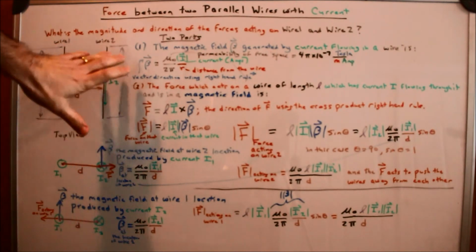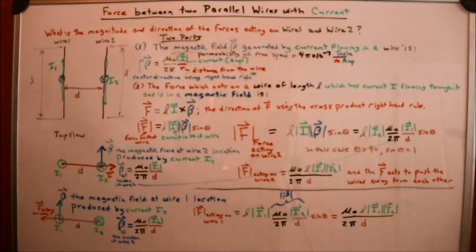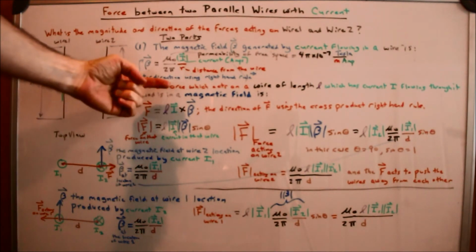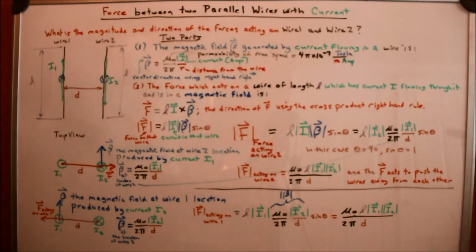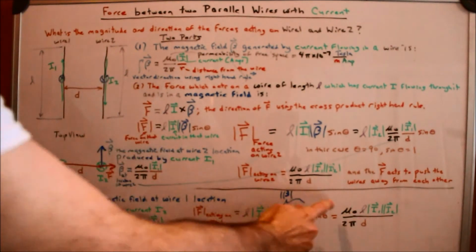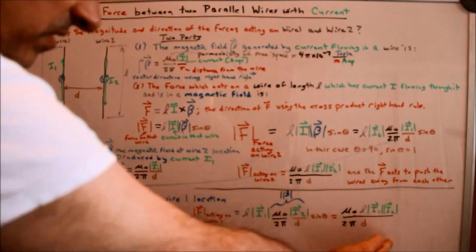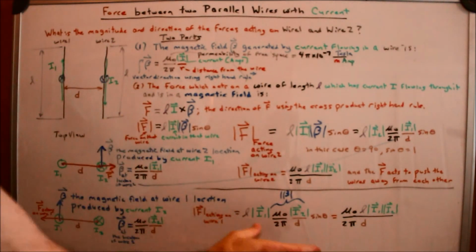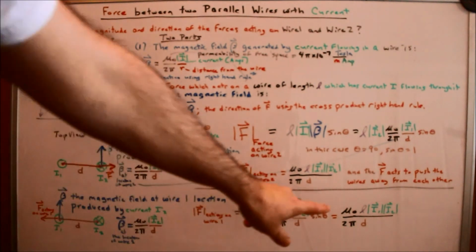If you understand this, you understand both how magnetic fields are generated by currents flowing in wires, and how forces act on wires which have current flowing through them and are in a magnetic field. And if you look at the answer, it makes sense. The longer the length, the more the force; the higher either one of the currents, the more the force; and the farther apart, the less the force. And it depends on the permeability of free space.